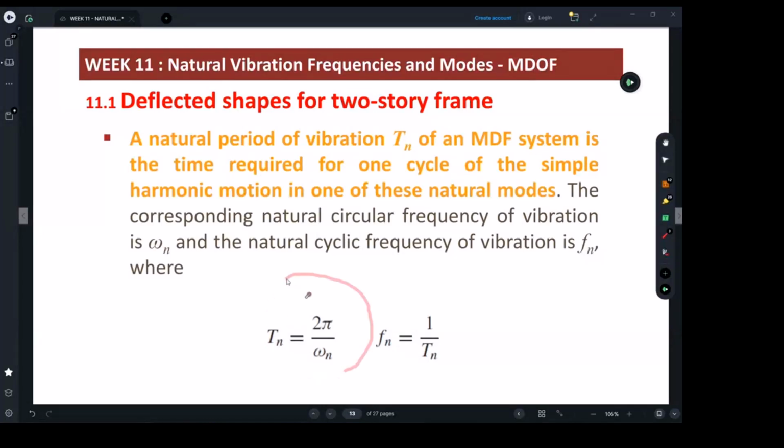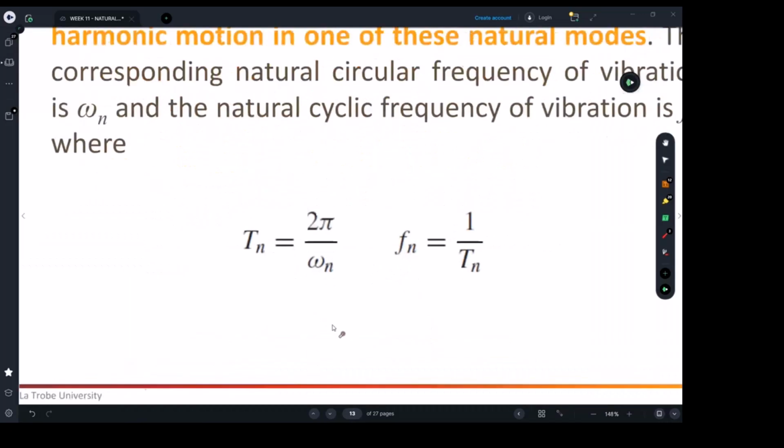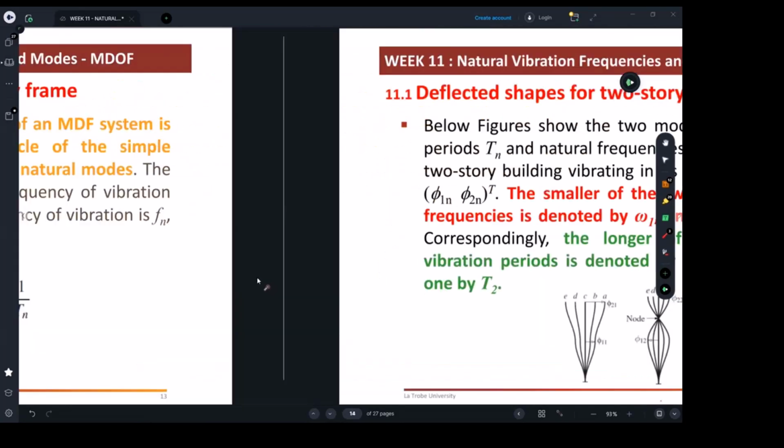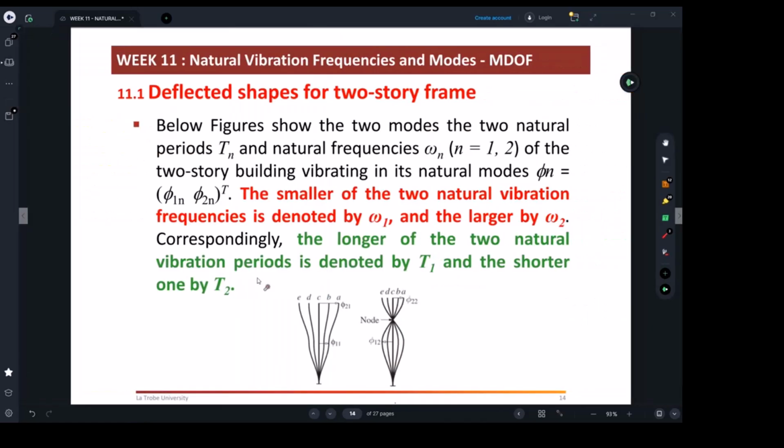So you're going to see with our computations, the first thing we do is find the time period. Then after we find the time periods for 1 and 2, we're going to find the mode shapes for 1 and 2. Phi 22 and Phi 12, and then Phi 12 and Phi 11.